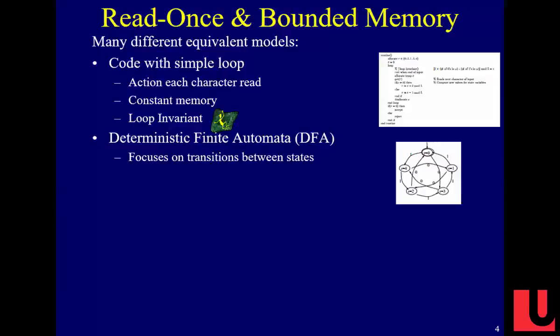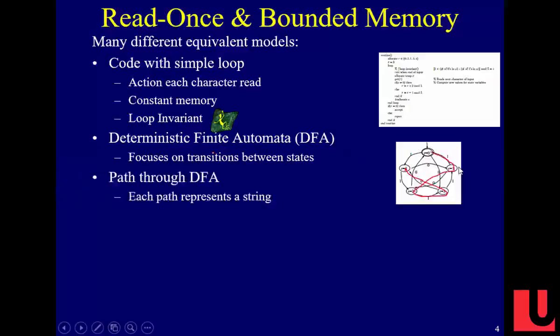Does that make sense? The DFA focuses on states. So each node of the graph, just like we've seen before, is a state, and there'll be transitions between the states. So here, if I'm in this state and I read a 0, then I come down here. If I'm in this state and I read a 1, I go over there. Right? And so we can think of the computation as following a particular path through this DFA.